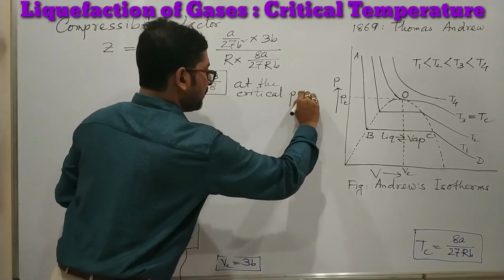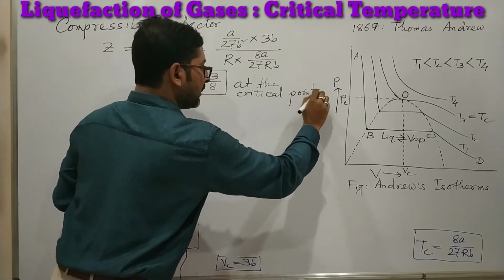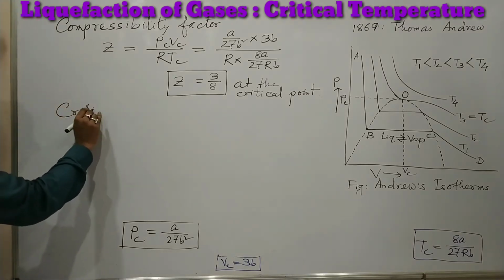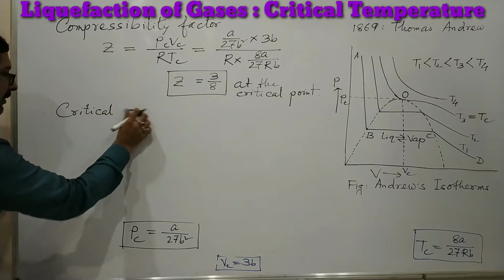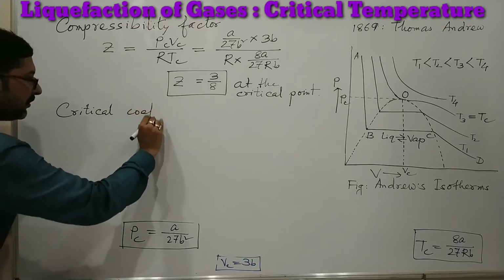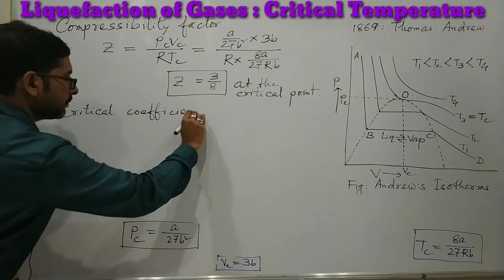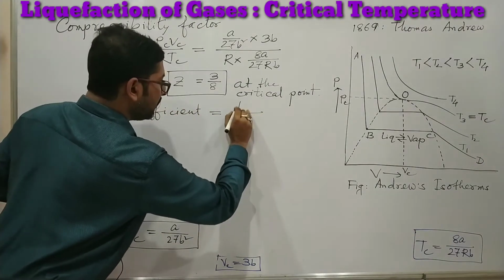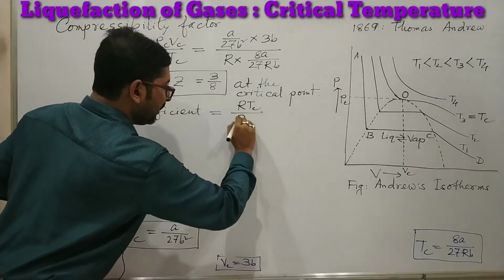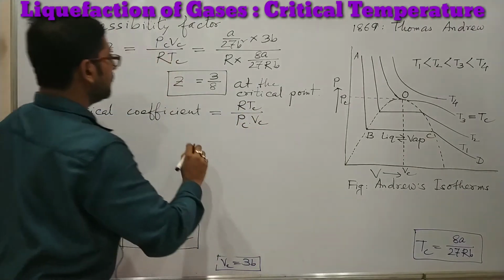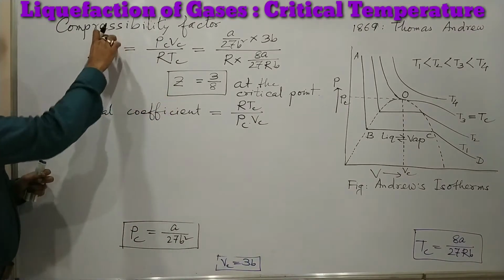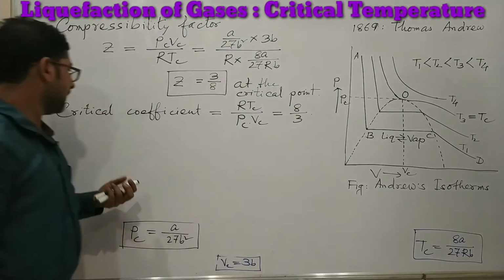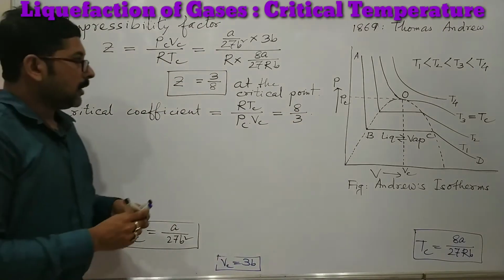Now there is another term, the critical coefficient. This is actually equal to RTc by PcVc. This is the reciprocal of Z. This is nothing but 8 by 3. This is known as the critical coefficient.